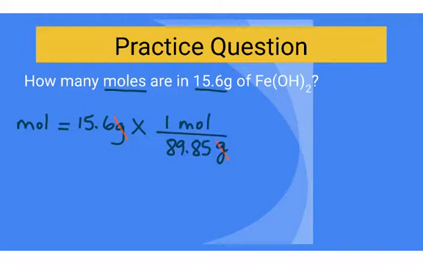So my grams here will cancel, and it will leave me with the answer 0.174 moles, and you can see moles is the leftover unit here. Just a quick mention or preview of significant digits. In this question I've only got one number given, which has 3 significant digits. That dictates how many significant digits I'm allowed to keep in the final answer.